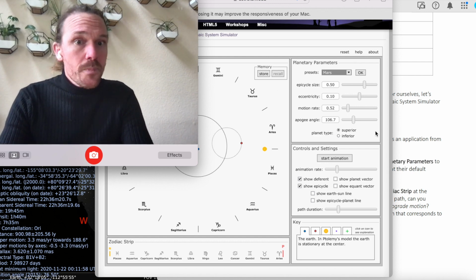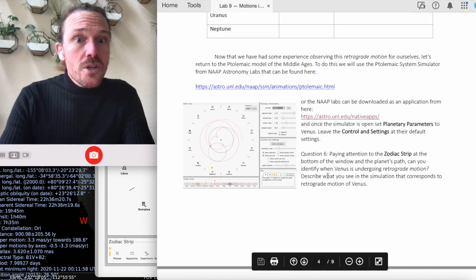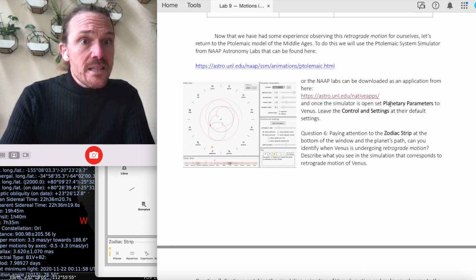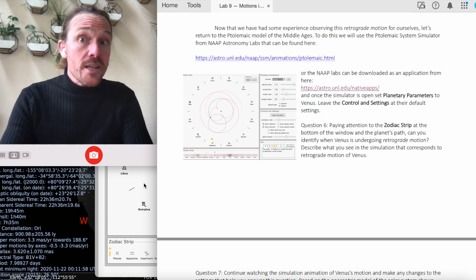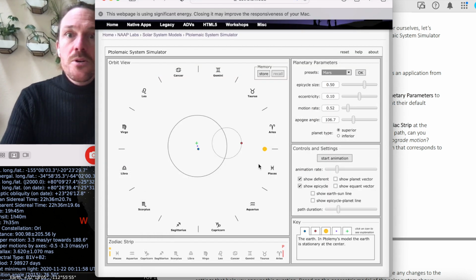So, all right, let's see what we're going to do with this simulator. All right, so we get it all loaded up, and once the simulator is open, set the planetary parameters to Venus. Leave the control and settings at their default settings for Venus. All right, so let's do it. After all, this part one is supposedly all about Venus, although we've been covering much broader topics of retrograde motion in general and so on. Okay, so let's go from Mars to Venus. Hit OK.